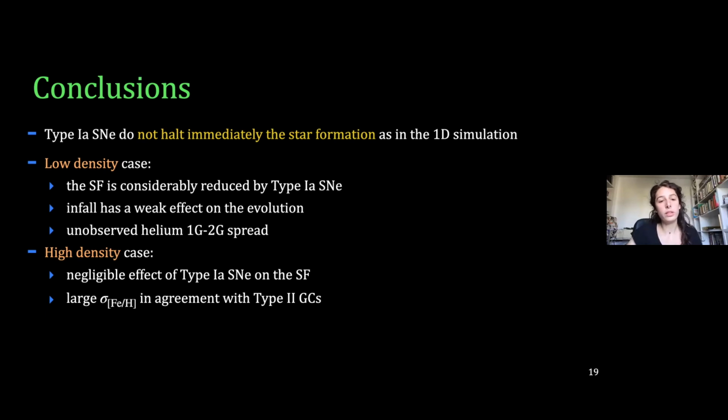While for the high density model, the effect of type 1a is negligible on the star formation rate. The only effect is on the spread of the iron over hydrogen ratio, which is in good agreement with type 2 globular clusters that are a subclass of globular clusters.